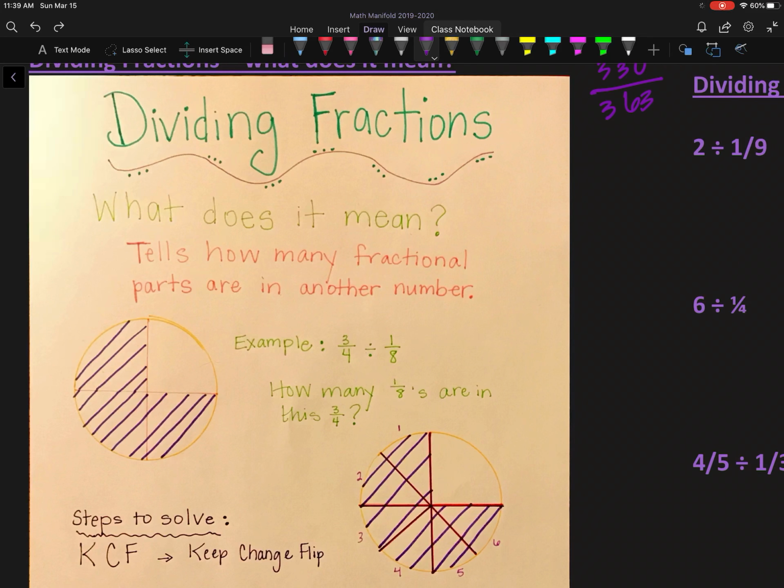I drew 2 circles to model and drew 3/4 and then continued to split it up into eighths. I left the empty 1/4 alone. As I split them up, I went through and counted. There are 6 1/8 in 3/4.